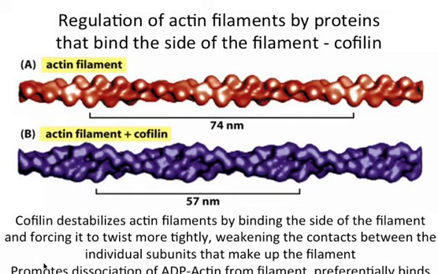And it does this by forcing actin to twist more tightly, and that weakens the contacts between the actin monomers. So this is just showing the normal actin filament between here and between here. This subunit and this subunit is, let's say, 74 nanometers. When you add cofilin, it twists tighter, which shortens the distance between those subunits.